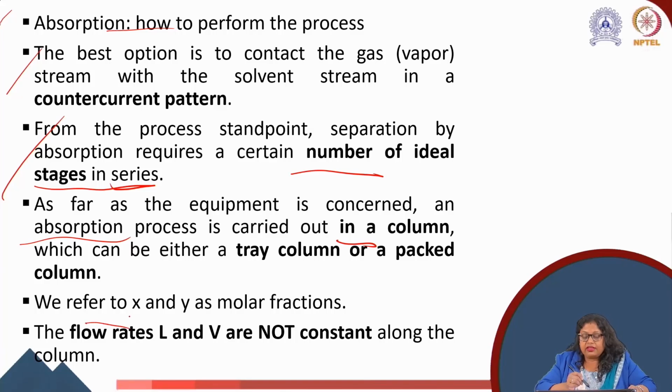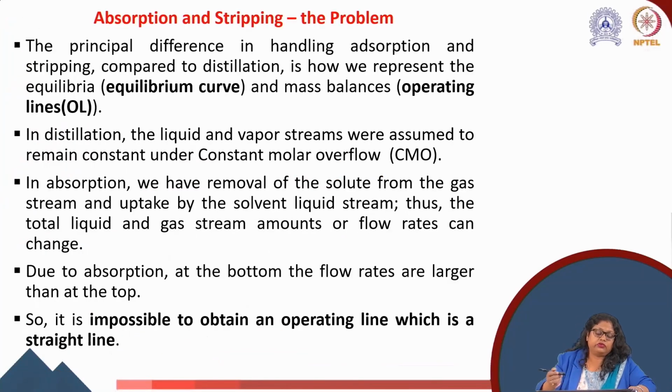We refer to X and Y as mole fractions, and the liquid flow rate and vapor flow rate are not constant along the column, but this is not always the case. For dilute solutions, we take the flow rates of liquid and vapor as constant. So talking about the absorption and stripping calculation, the problem is the calculation of the number of stages.